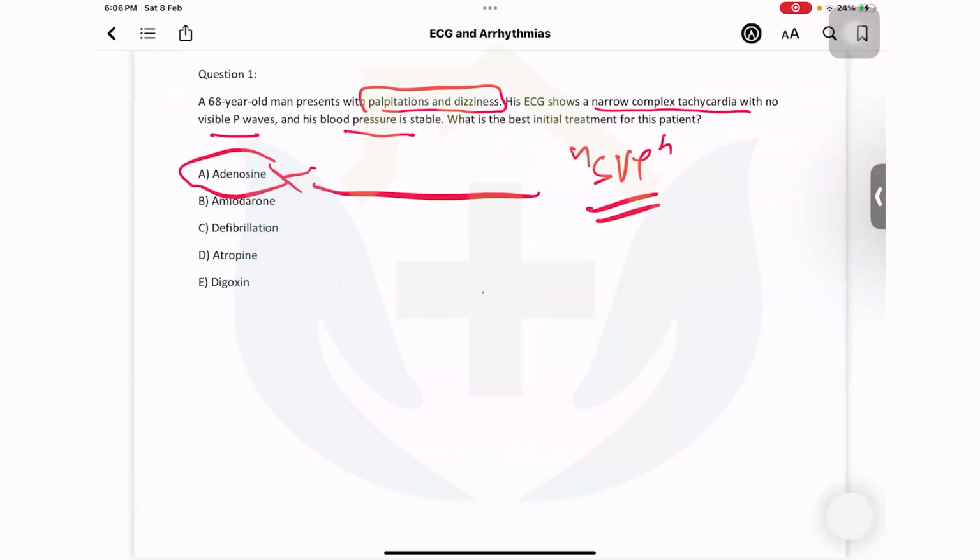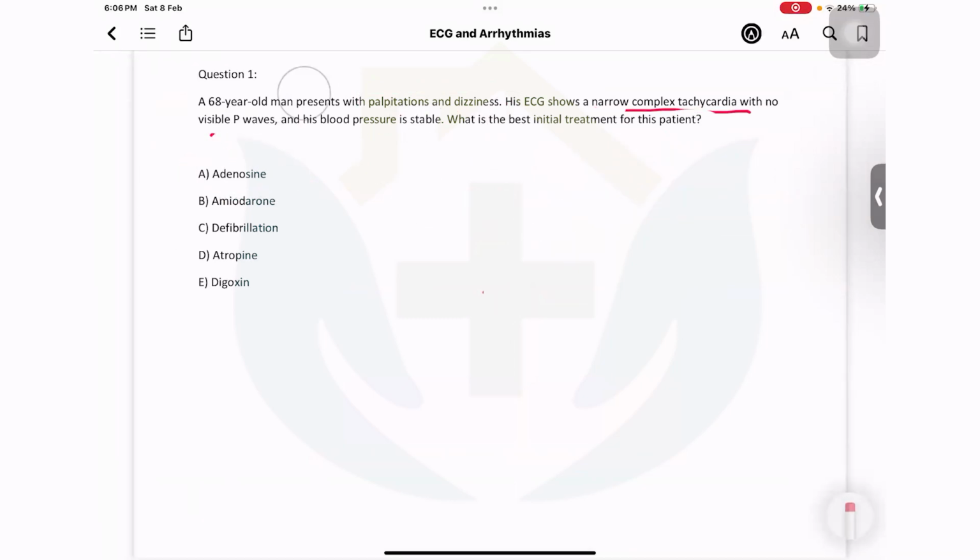So can we take up the questions now? Okay. A 68-year-old man presents with palpitations and dizziness. His ECG shows a narrow complex tachycardia with no visible P waves and blood pressure is stable. What is the best initial treatment for this patient?